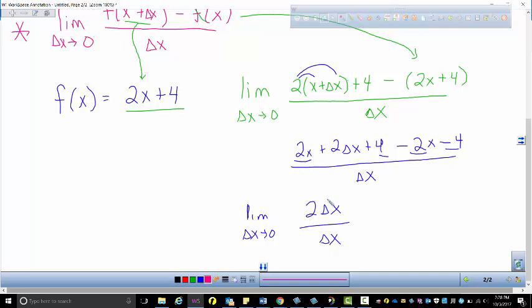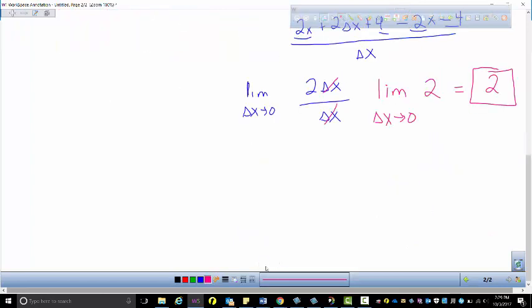means delta x over delta x, I can cancel those. So I have the limit as delta x approaches 0 of 2. Well, the limit of a constant is just that constant, so the answer is 2. That is the instantaneous slope at any point. So what we're really doing is, we're not quite ready to say any more about the slope, but what we are ready to do is to evaluate the limit.